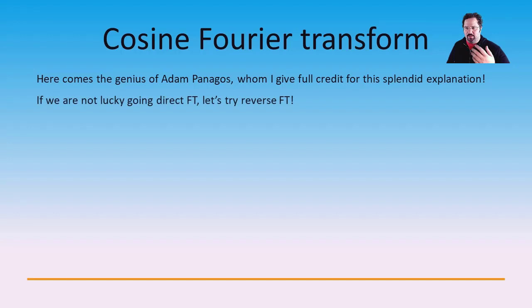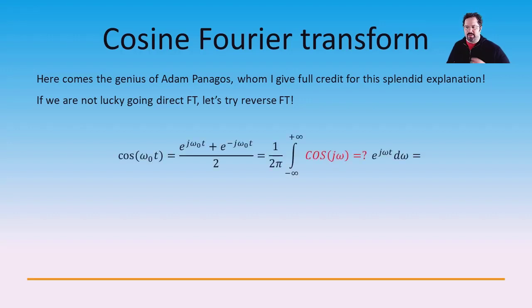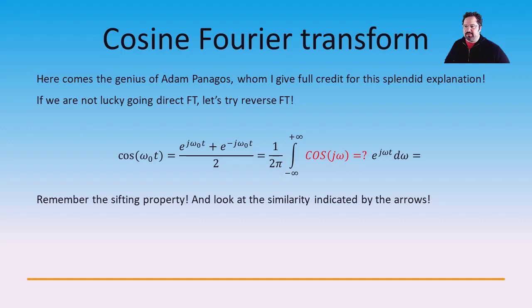So if we are not lucky going with direct Fourier transform, we can try the reverse Fourier transform. So we are in this situation. Cosine of ω0 t, the expression with the exponentials, is equal, by definition of inverse Fourier transform, to 1 over 2π integral of an unknown function in the frequency domain, e^(jωt) dω. Remember the shifting property and look at the similarity indicated by the arrows.